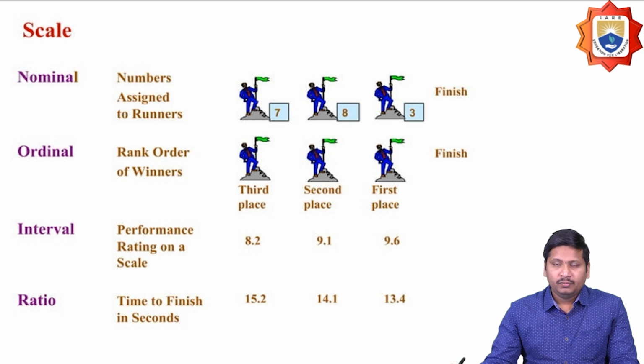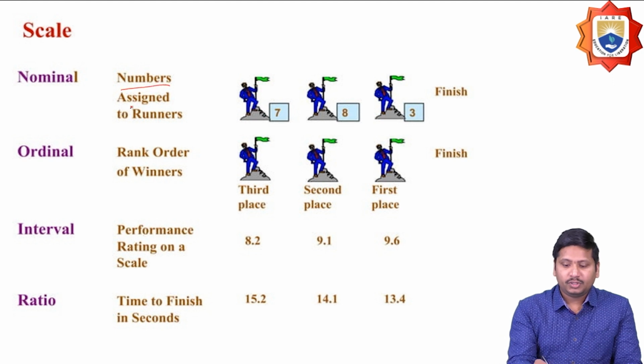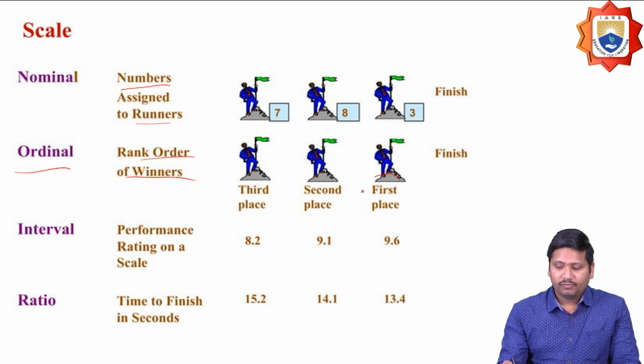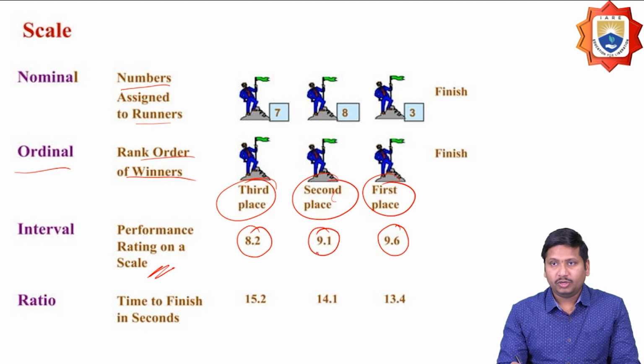Now the example here. Nominal means the numbers are assigned to runners, like first, second, and third. Ordinal means the rank order for the winners, like first place, second place, and third place. Interval should be the performance rating on a scale. For the third place person it is 8.2, for the first place it is 9.6, and for second place it is 9.2.